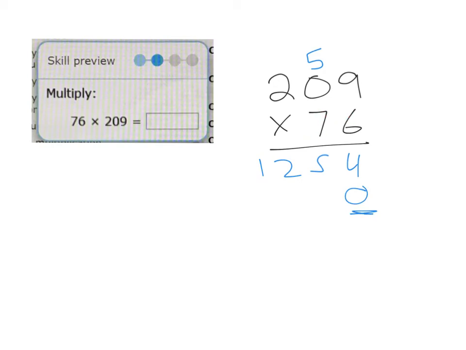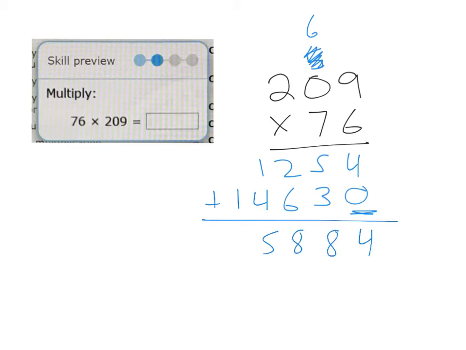Something I like to do when I have 2 digits is when I'm done with this number at the top, cross it out. Otherwise, you might be inclined to accidentally add it again. So looking at the 7. 7 times 9 is 63. 3 down, carefully carrying my 6. Did 7 times 9, now 7 times 0 is 0, plus the 6 is 6. And lastly, 7 times 2 is 14. Add it all together. 4, 8, 8, 5, 1.